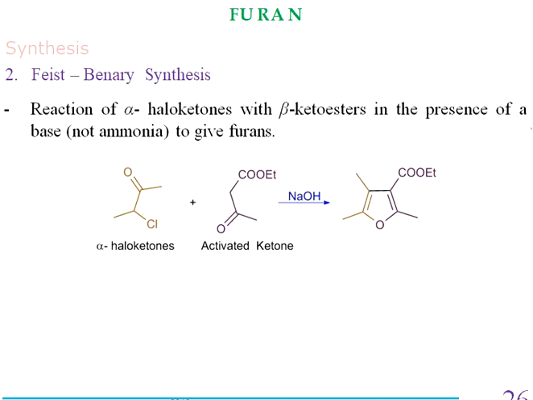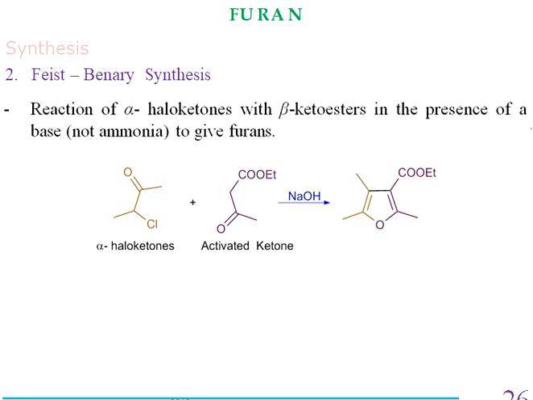The second synthesis is the Feist-Benary synthesis. In this synthesis, an alpha haloketone reacts with a beta ketoester in the presence of a base to give furan. And in this case, we are not taking ammonia, we are taking NaOH, a stronger base.